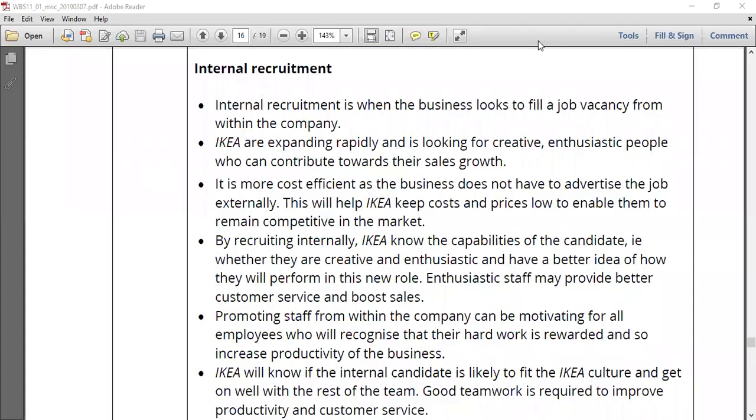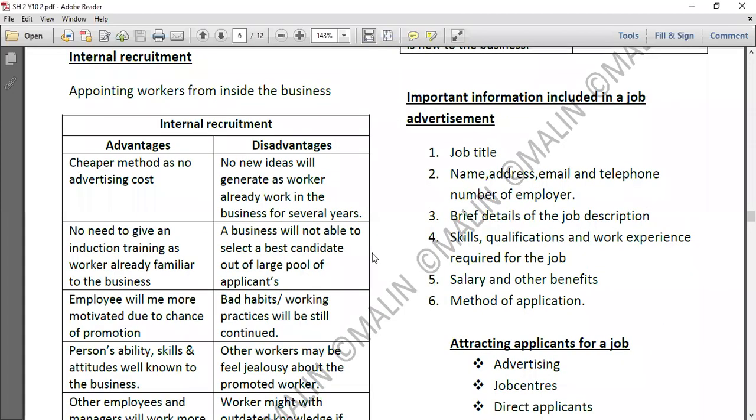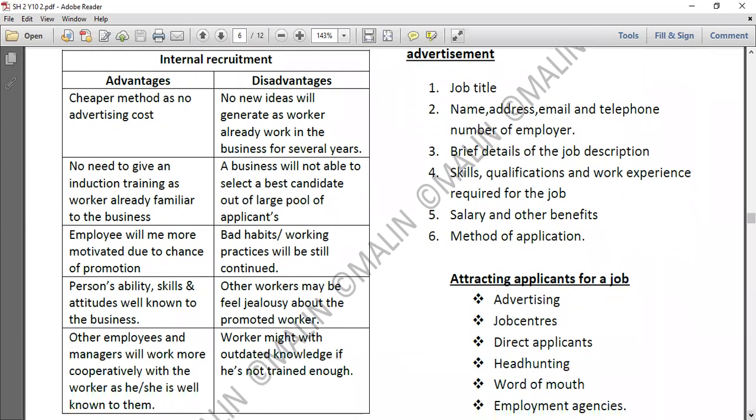Right. Now, when you're writing this 20 mark question, internal recruitment and external recruitment, you should basically know the advantages and disadvantages. In my short notes, which I give to my students, you can see what internal recruitment is: appointing workers from inside the business. You get this table of advantages and disadvantages.